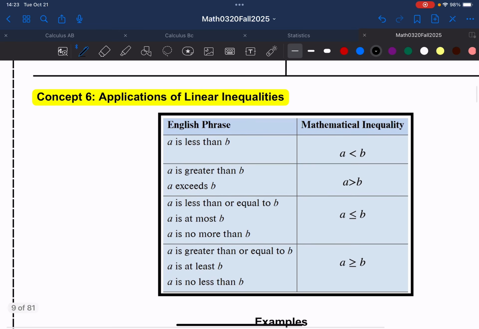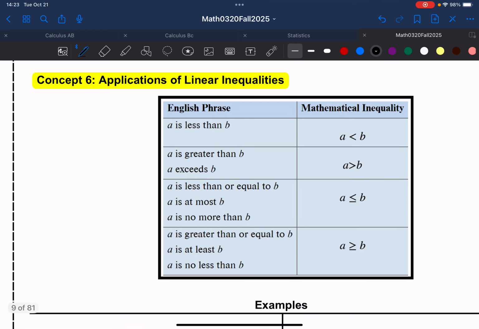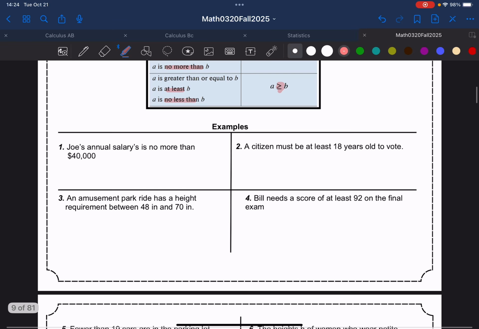Next concept is applications. What that means is we should be able to read a word problem, an application problem, and decipher what the English phrase is in order to turn it into an inequality. So some examples here: we have less than, which of course is less than; greater than, which is greater than; at most or no more than, that represents less than or equal to; and at least or no less than is greater than or equal to. So let's look at some examples.